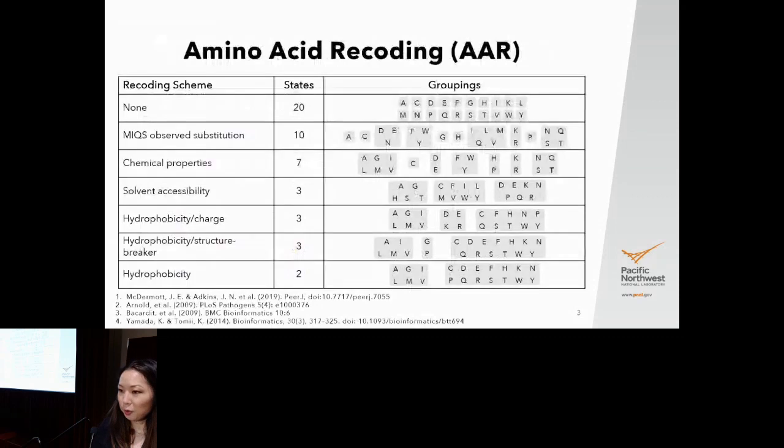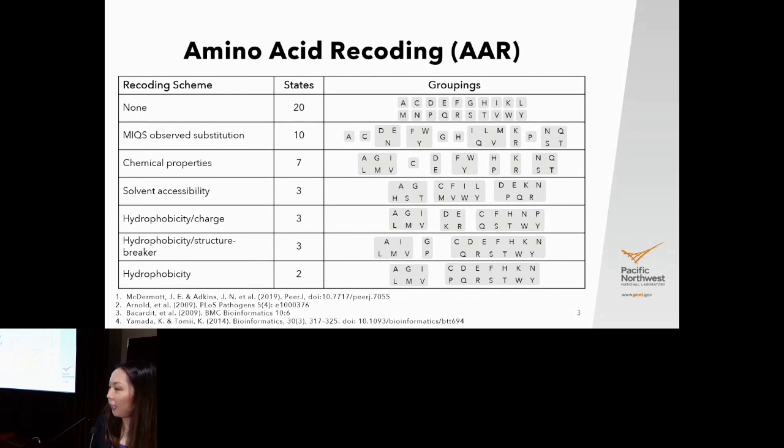To address this issue, we have developed alphabets to recode amino acids, a process we have termed amino acid recoding, or AAR. Through amino acid recoding, amino acids are grouped by various similarity measures, such as chemical properties. We have also incorporated recoding via substitution matrices, such as MIQS, which stands for Matrix to Improve Quality and Similarity Search. The alphabets we explored are further illustrated on the slide, and some references for literature sources are also mentioned at the bottom.